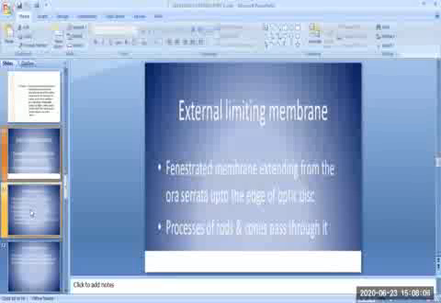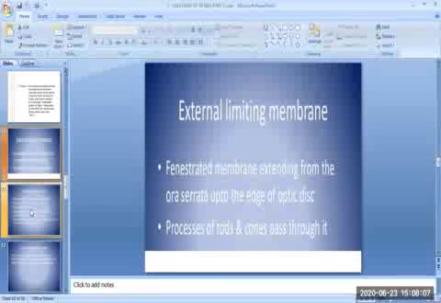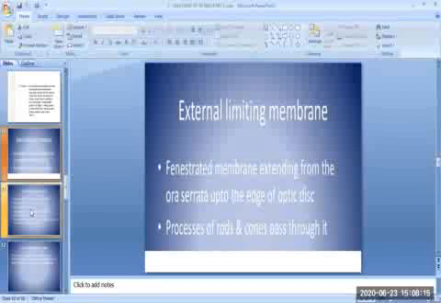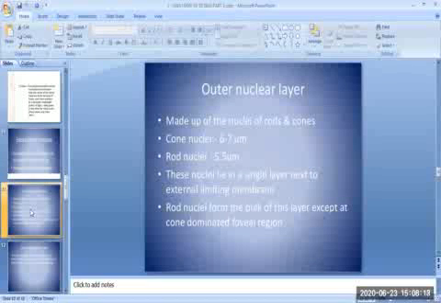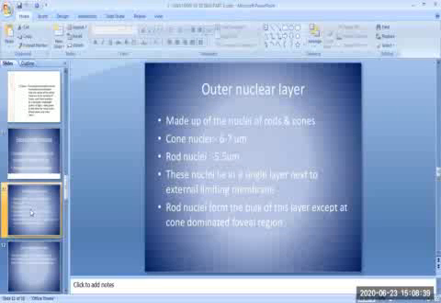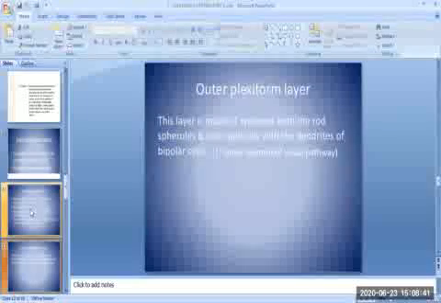The third layer is the external limiting membrane. It is a fenestrated membrane extending from the ora serrata up to the edge of the optic disc, and the processes of rods and cones pass through it. The next layer is the outer nuclear layer. It is made up of the nuclei of the rods and cones. The cone nuclei have a dimension of 6 to 7 micrometers and rod nuclei 5.5 micrometers. These nuclei lie in a single layer next to the external limiting membrane. Rod nuclei form the bulk of this layer except in the cone-dominated foveal region.